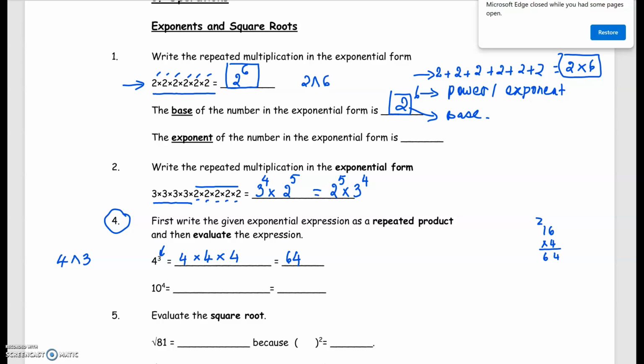10 repeatedly multiplied with itself, and the exponent is 4. 10 is the base, so you're repeatedly multiplying 10 4 times. So 10 times 10 times 10 times 10 is 1 followed by 4 zeros, which is 10,000.